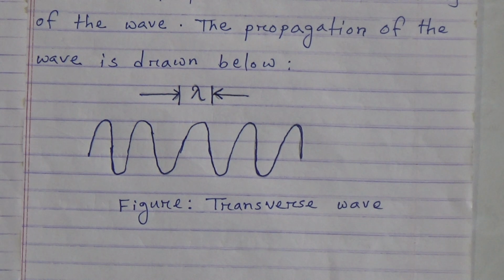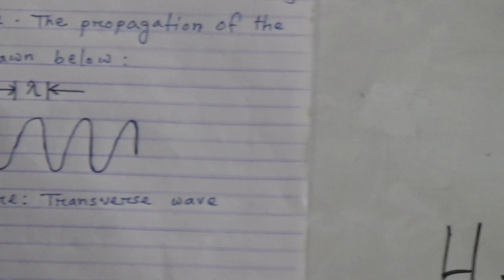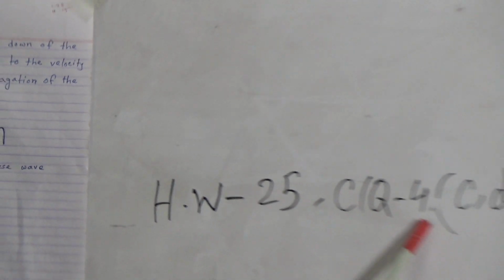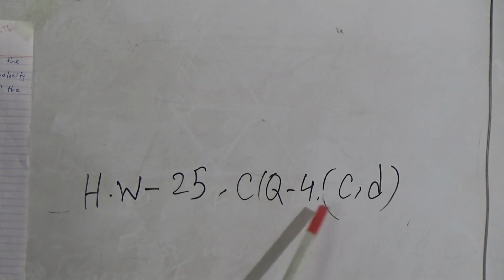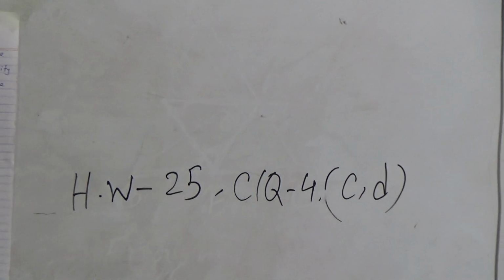My dear students, your today's SW number is 25, and CQ 4 from C and D. Do this C and D as your SW. That means C and D is your SW, and submit it on Saturday.